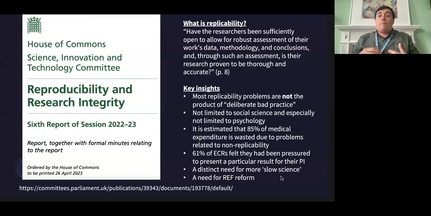They point out that replicability problems are not necessarily bad practice a lot of the time, and are certainly not limited to social sciences. A lot of early career researchers felt that they had often been pressured to present a particular result for their professor or the principal investigator. They advocated the need for more slow science, which I definitely agree with, and a need for reform. It's a great report. I do recommend it. And I'll talk more at the end if you want me to talk about this. But again, I just want to emphasize that it's not totally clear what replicability is, even among the experts.